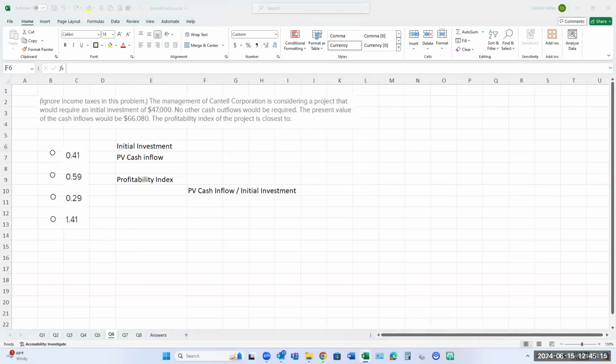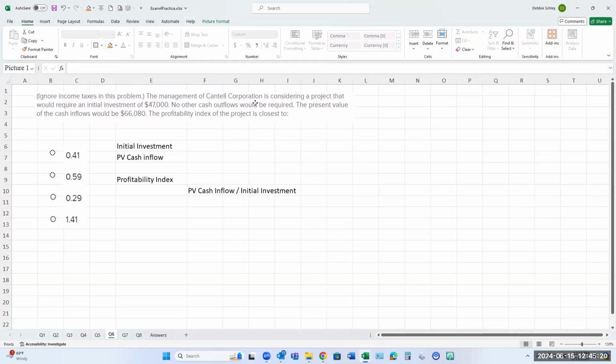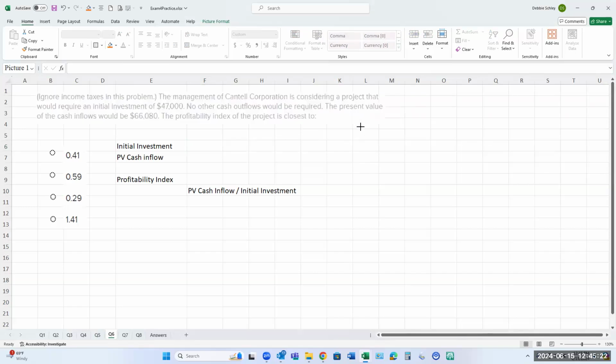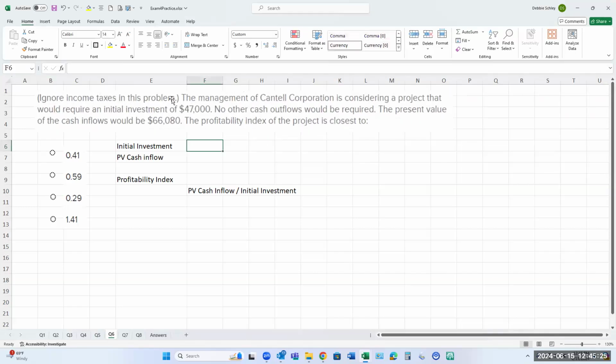Okay, question 6. Ignore the income taxes in this problem. The management of Cantel Corporation is considering a project that would require an initial investment of $47,000. No other cash outflows would be required. The present value of the cash inflows is 66,080. The profitability index of the project is closest to.